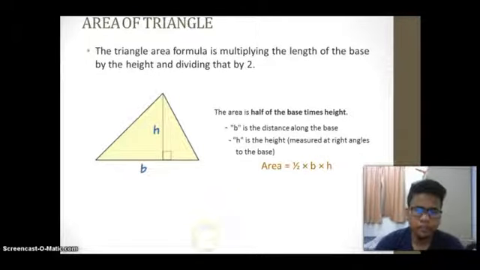Okay, we proceed to the area of a triangle. The area of a triangle formula is multiplying the length of the base by the height and dividing that by 2. We can make it simple: the area of a triangle is half times base times height. B represents the base, and H represents the height.